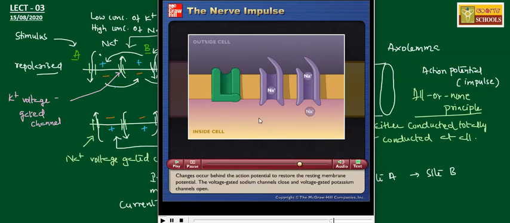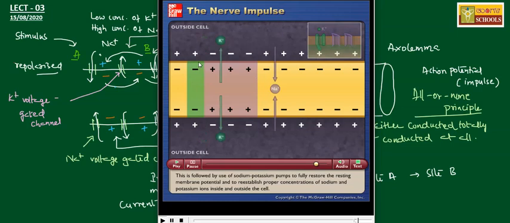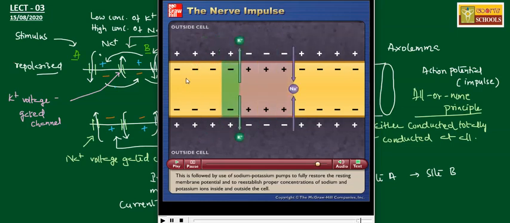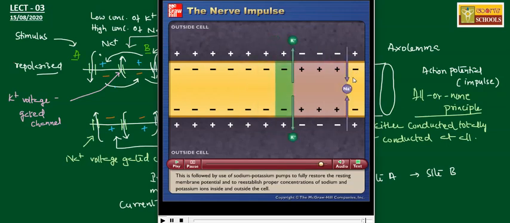And then immediately after this there will be opening of potassium channels. Here they're closed, and immediately the potassium channel gets opened. Now the potassium ions will move outside, and that results in repolarization. So you can see, at the point where the potassium ions move out, it comes back to the normal state. So this is how the action potential moves all along the axon.